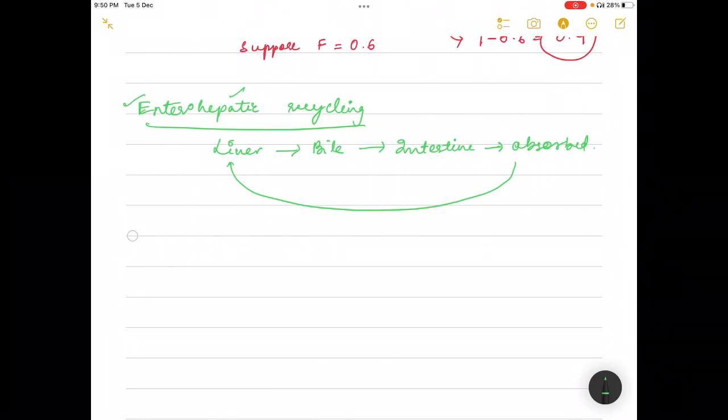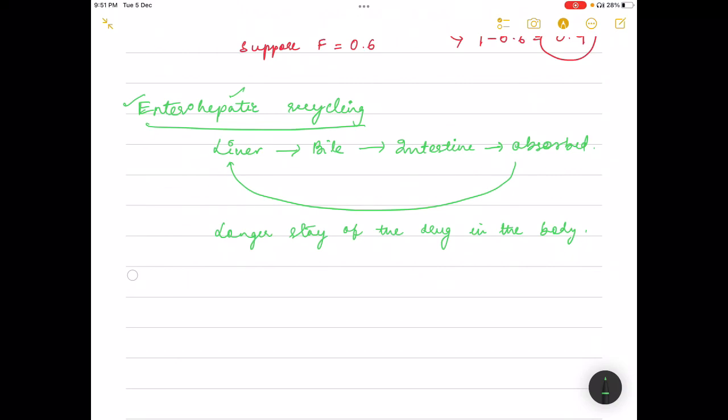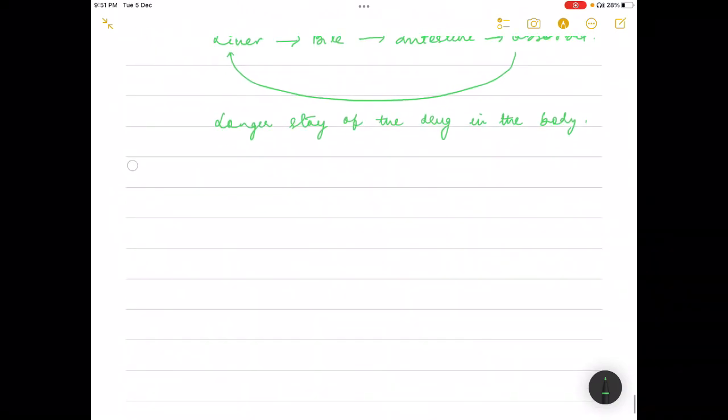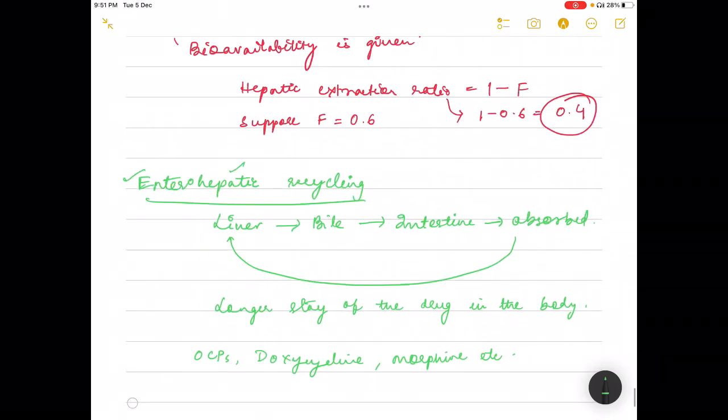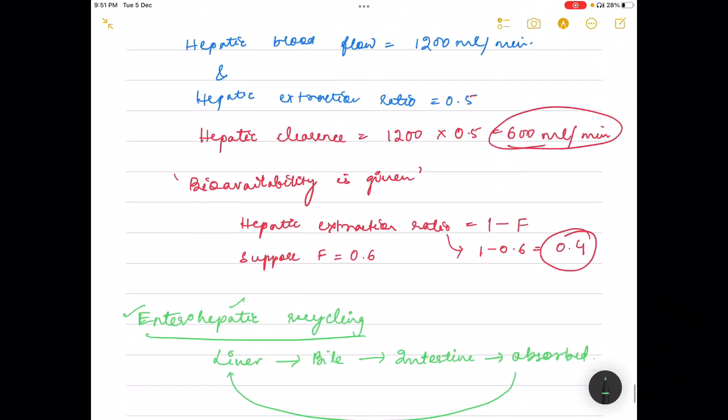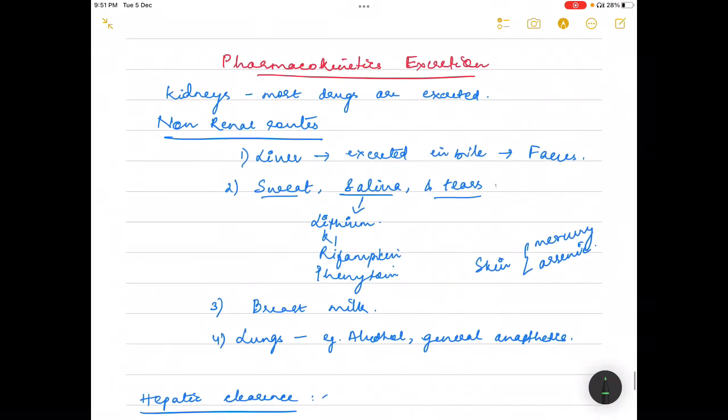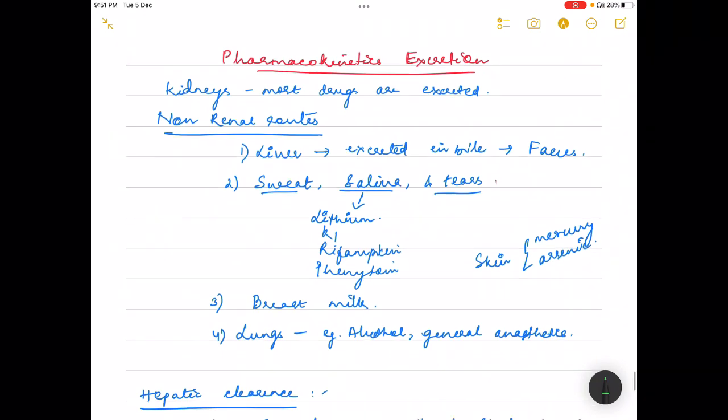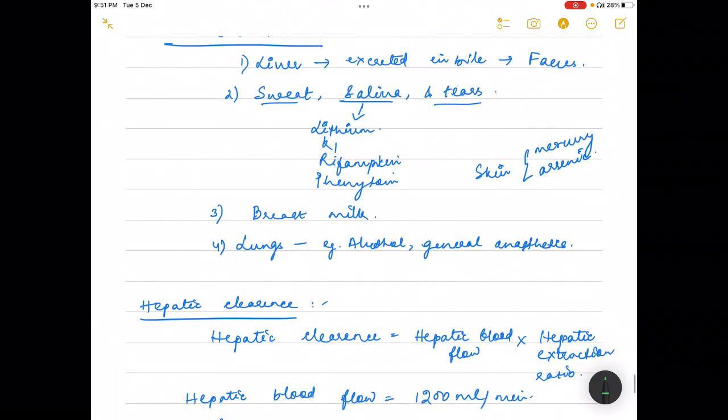What is the clinical significance of this? It contributes to the longer stay of the drug in the body. What are the drugs that undergo enterohepatic recycling? The examples are OC pills, doxycycline, morphine, etc. So this was all about enterohepatic recycling, hepatic clearance, and the various non-renal routes of drug elimination.